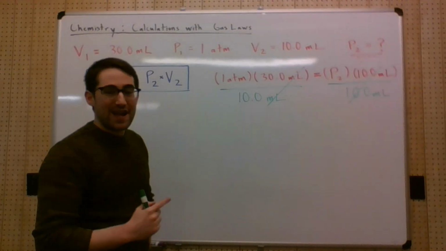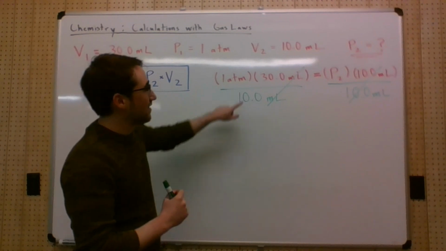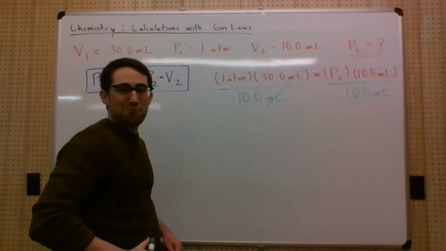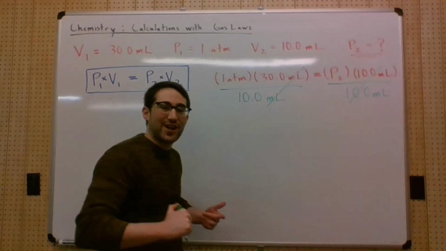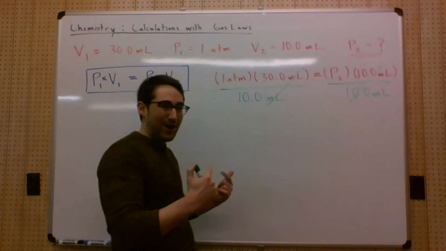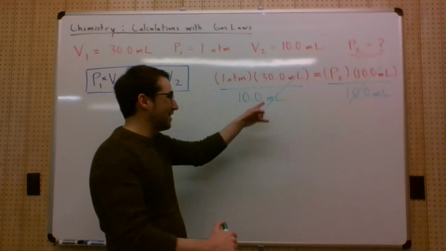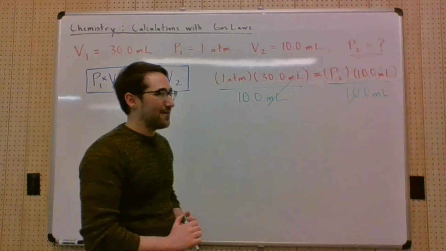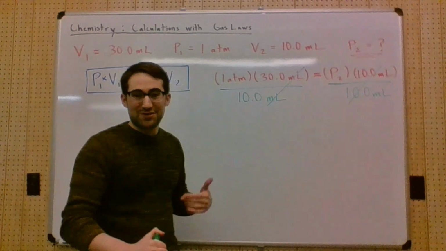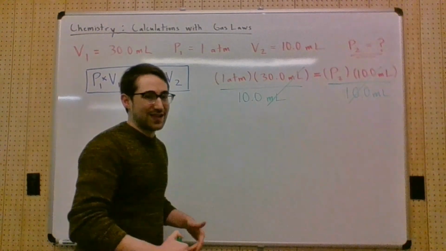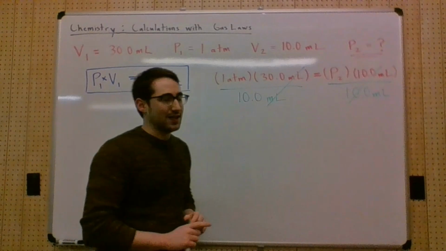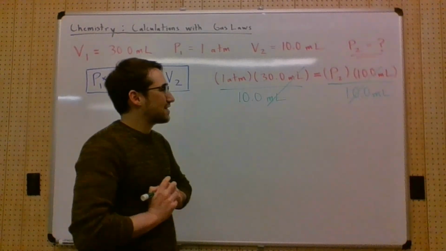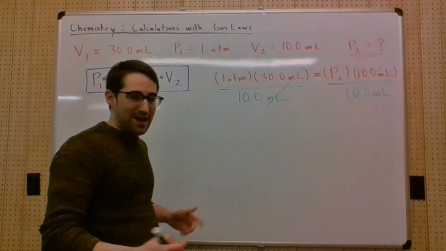So I should get an answer that only has a unit of atmospheres, which is good. I'm looking for a new pressure. So I want my pressure to come out in the same pressure unit that I started with. I don't want milliliters anywhere near this answer. If I'm doing something with temperature, same thing. I want to get rid of the units I don't need, and I want to wind up with the units that I do need. Okay? So all that's left from here is to actually work out this math.